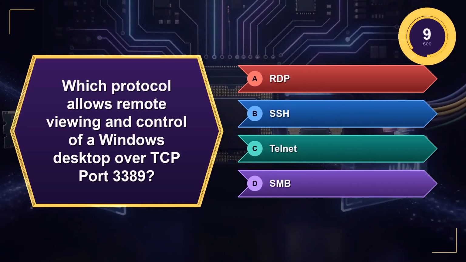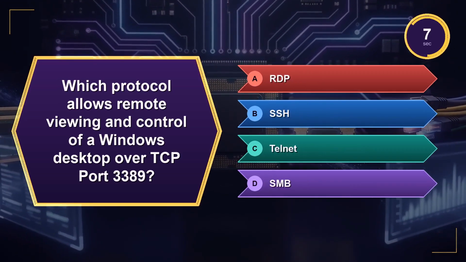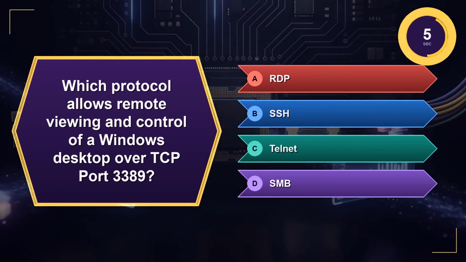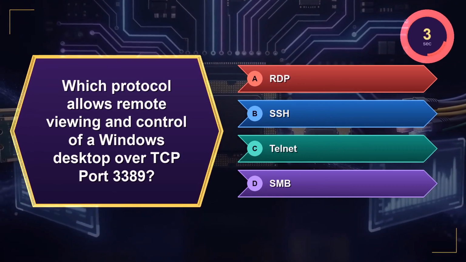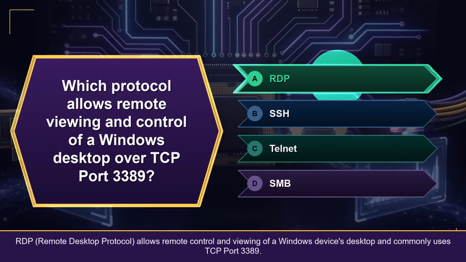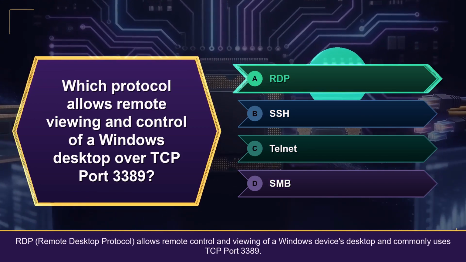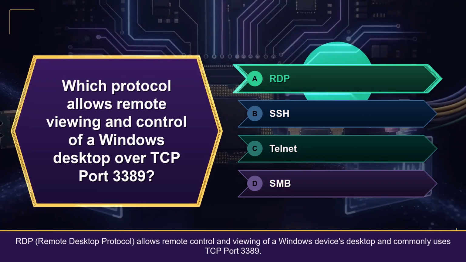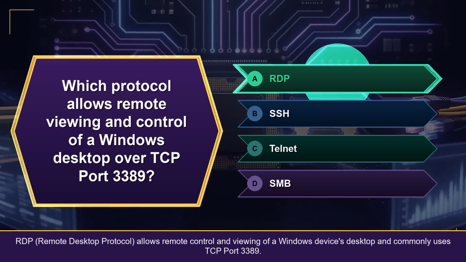Which protocol allows remote viewing and control of a Windows desktop over TCP port 3389? RDP, Remote Desktop Protocol, allows remote control and viewing of a Windows device's desktop and commonly uses TCP port 3389.